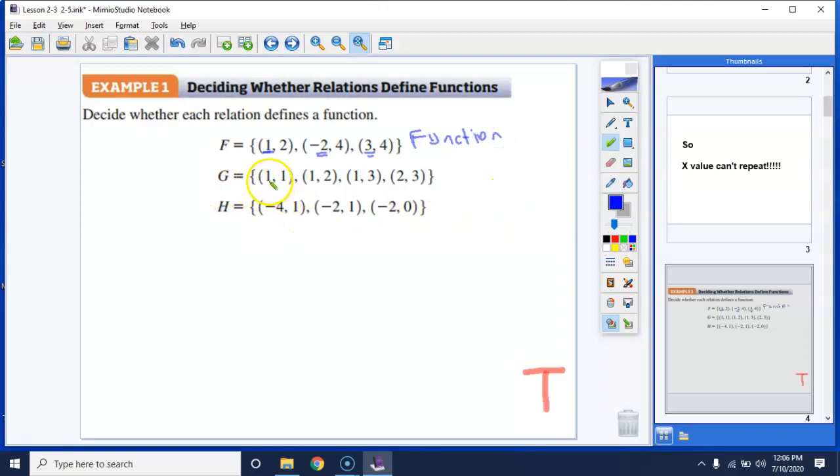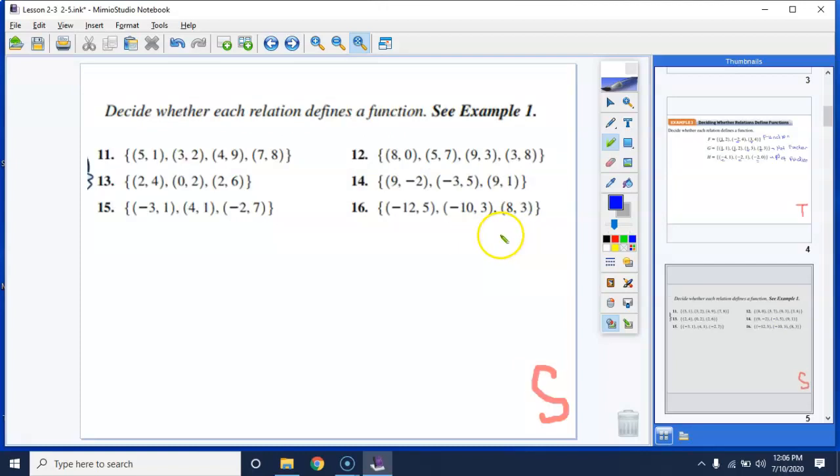Have a look at the next one. Look at my x values: 1, 1, 1 and 2. You see 1, 1, 1 is repeating. So if you see repeating, we should say that it's not a function. Let's look at the last one: negative 4, negative 2, negative 2. Because of those negative 2's repeating, it's not a function. It's that easy.